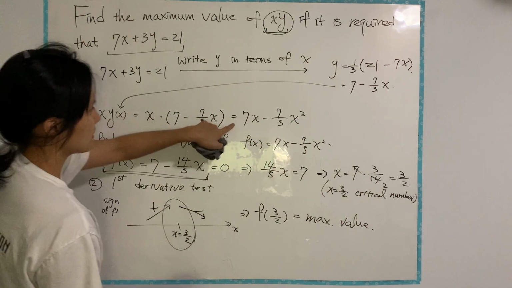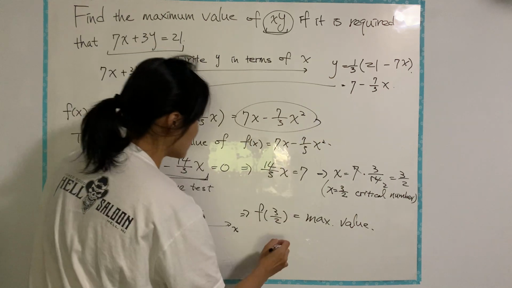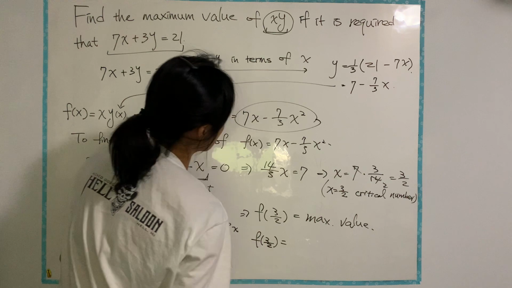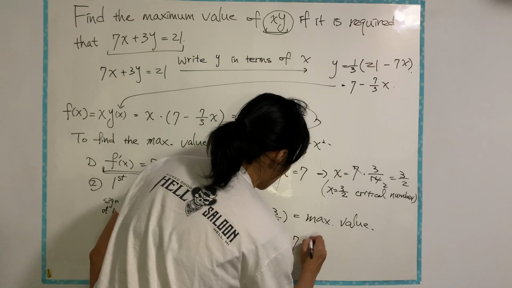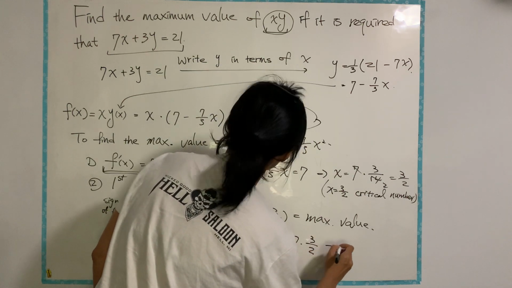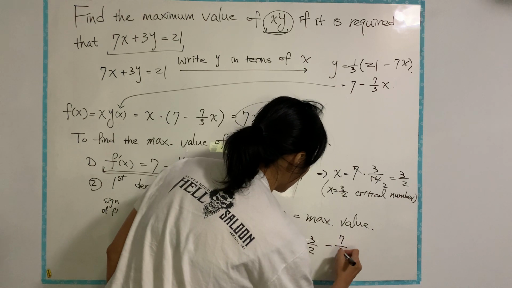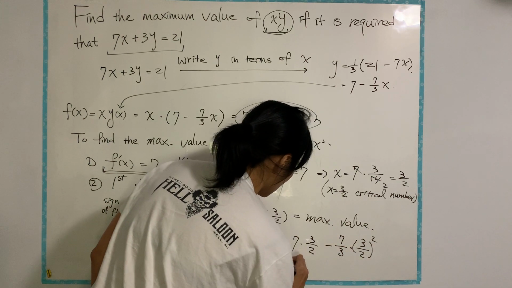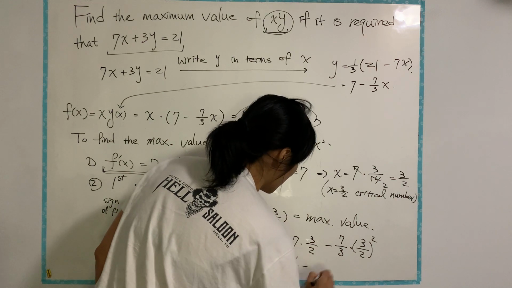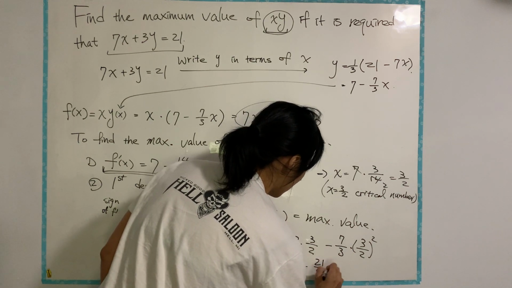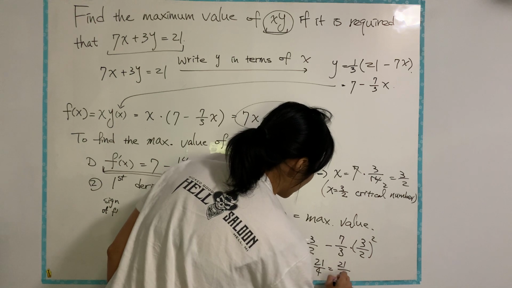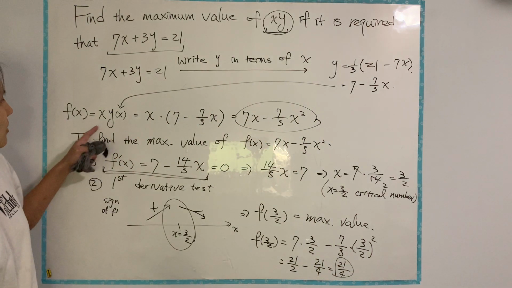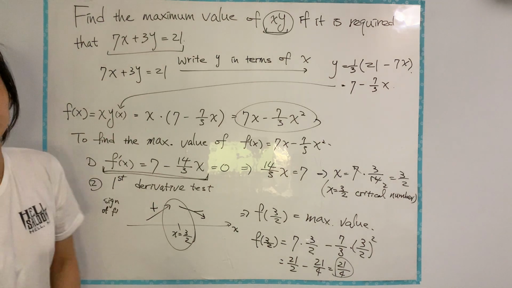So what is f of x? F of x is right over here. So f of 2/3 is 7 times 2/3 minus 7 over 3 times 2/3 squared. So this is 14 over 3 minus 28 over 27, which gives 14/3 minus 28/27. This is the maximum value for x times y. Okay?